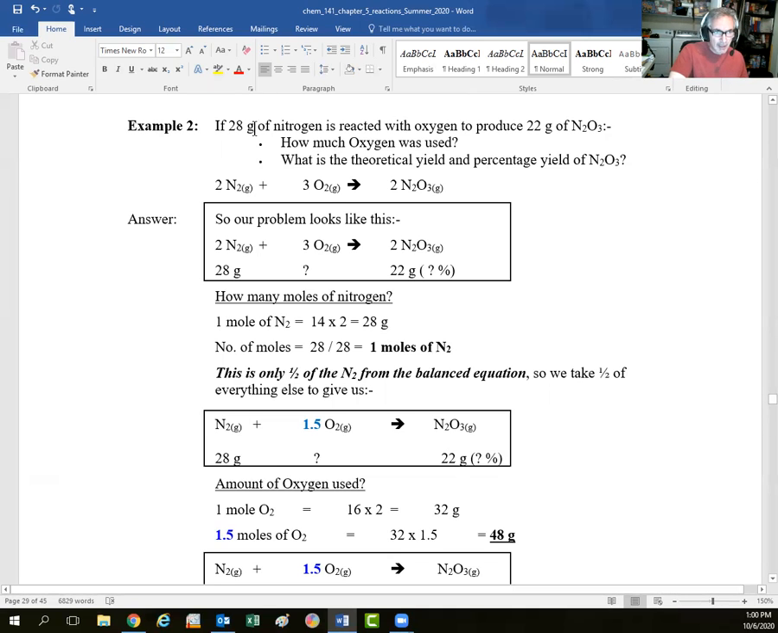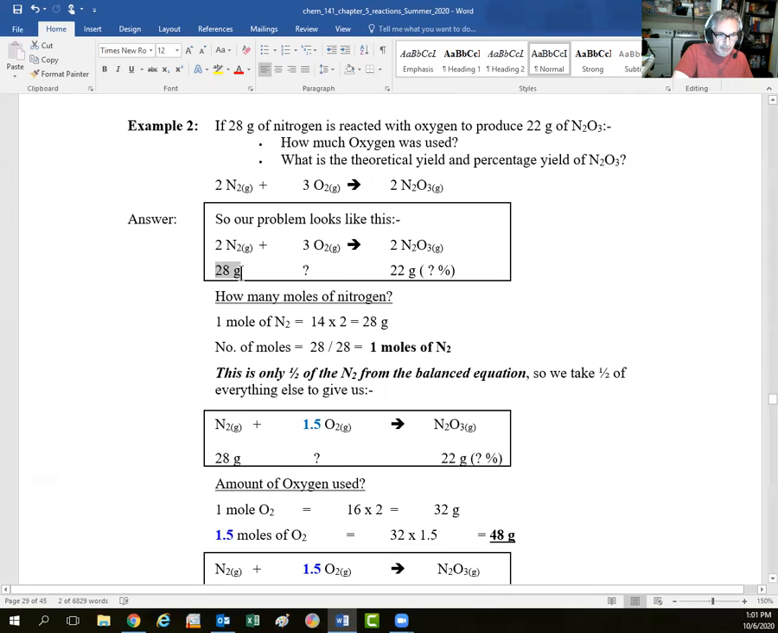Let's try another one. This time, a reaction between nitrogen and oxygen to produce dinitrogen trioxide, N2O3. We've got 28 grams of nitrogen. How much oxygen would be used? How much of the product would be produced? And if the reaction told you that just 22 grams of the product was produced, how much is this compared to the theoretical yield? We're going to work out what percentage yield that 22 grams is.